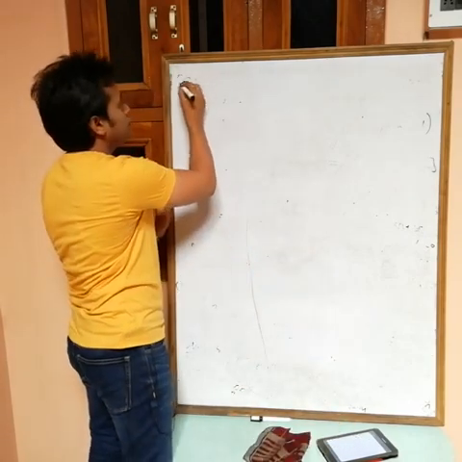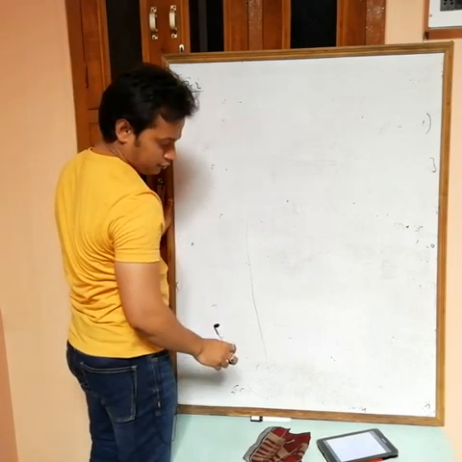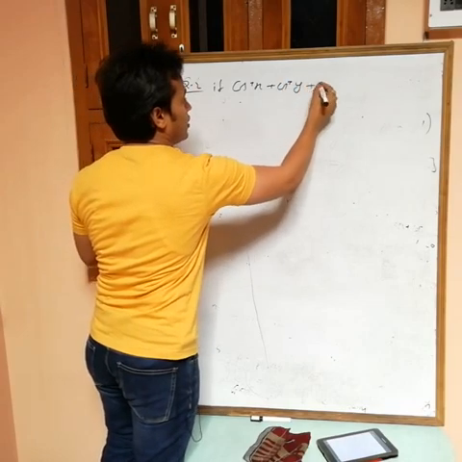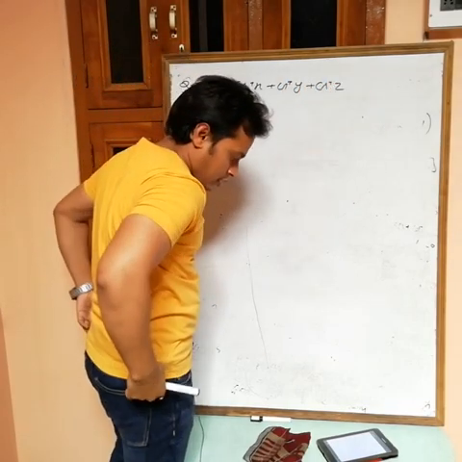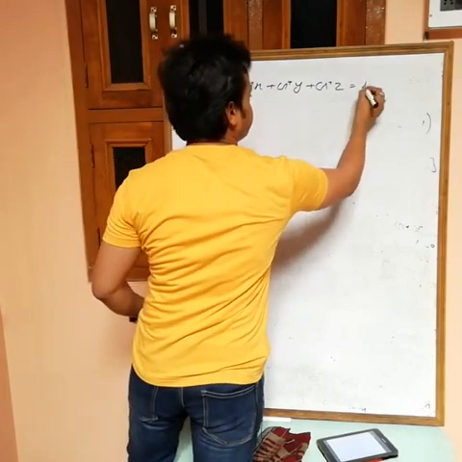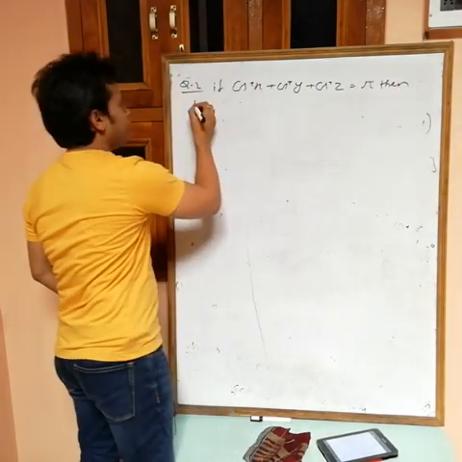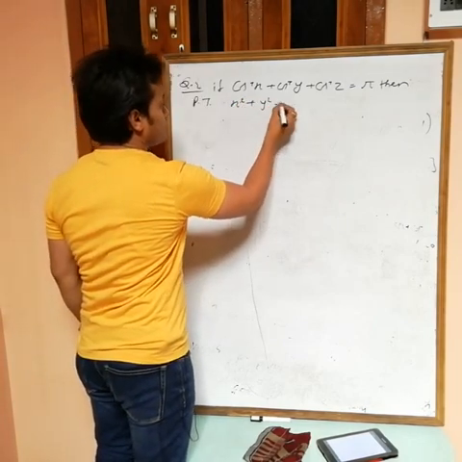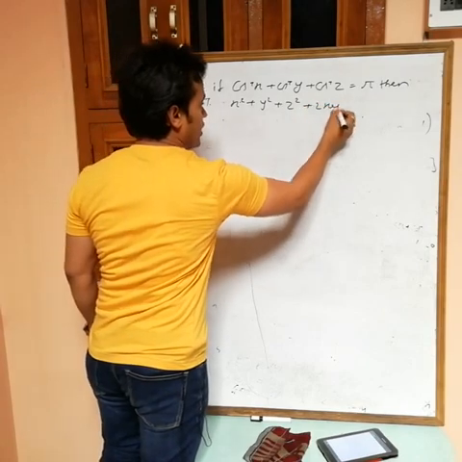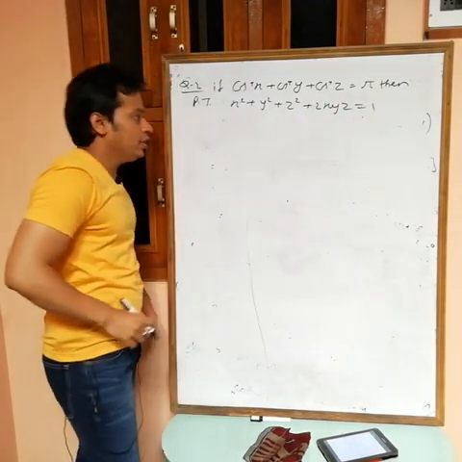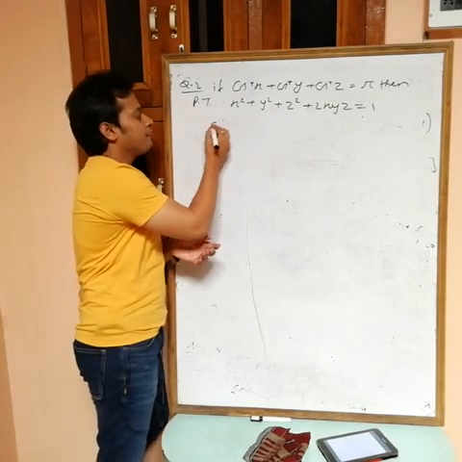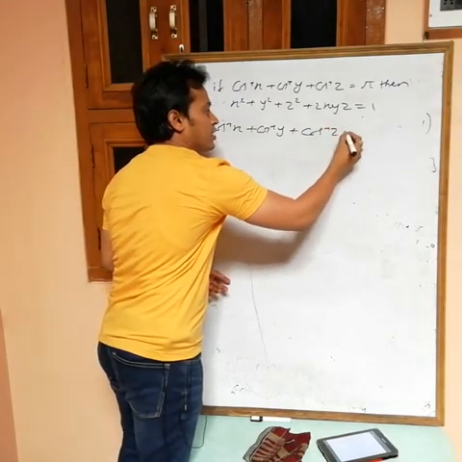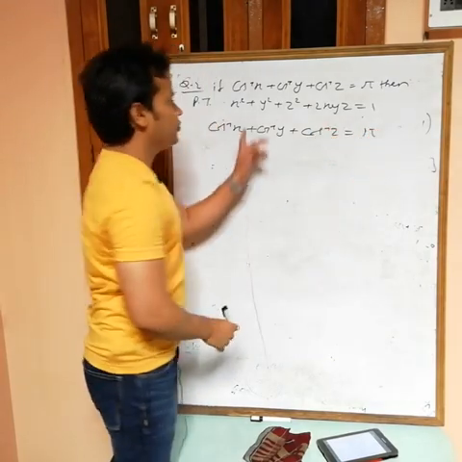Okay, next question. If cos inverse x plus cos inverse y plus cos inverse z is equal to pi, then prove that x square plus y square plus z square plus 2xyz equals 1. Now it is given that cos inverse x plus cos inverse y plus cos inverse z is equal to pi. Now I want to prove that this is equal to 1.